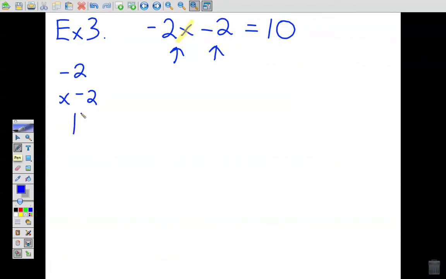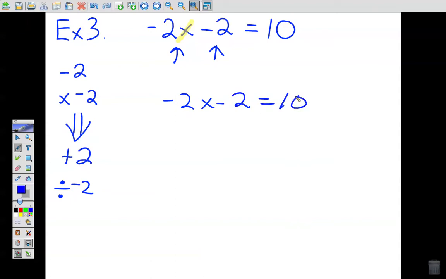So what are we going to do? Well, what's the inverse of subtracting 2? We're going to add 2. And what's the inverse of multiplying by a -2? We're going to divide by a -2. All right, let's go ahead and do this. I'm going to rewrite this so I have a little more room.